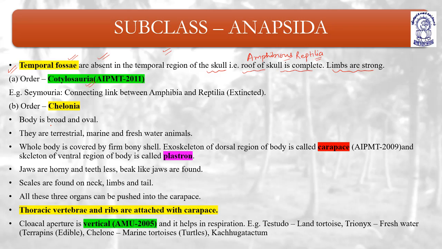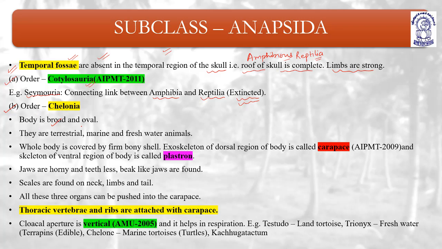It includes Seymouria. Please remember the name Seymouria, which acts as a connecting link between amphibians and reptiles. These are extinct animals which behaved as both amphibians and reptiles. Now they are extinct. The second order is order Chelonia. First is Cotylosauria, second is Chelonia.